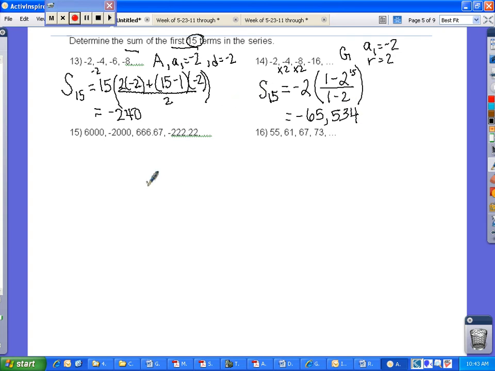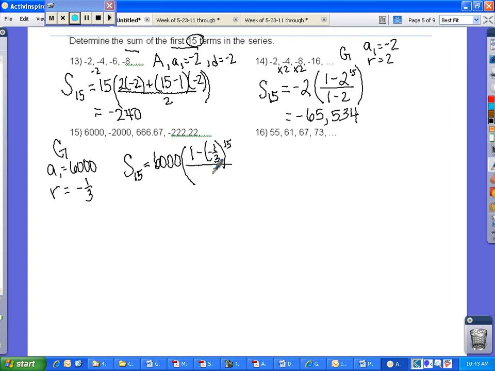Number 15. This again is a geometric pattern where your first term is 6,000 and your common ratio is again -1/3, just like one in the beginning. So the formula is going to be s sub 15 equals 6,000, the first term, times 1 minus the rate of -1/3 raised to the nth power, which is 15, over 1 minus the rate of -1/3. Okay, again, plugging all that in your calculator will give you 4,500.000314.